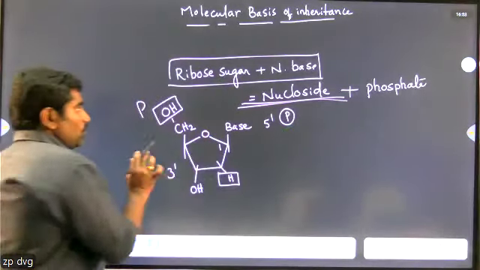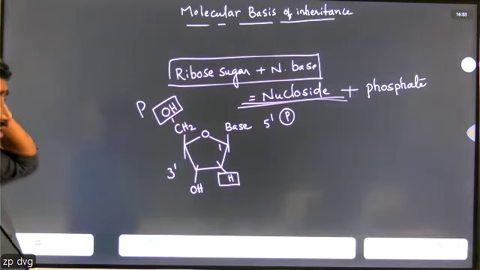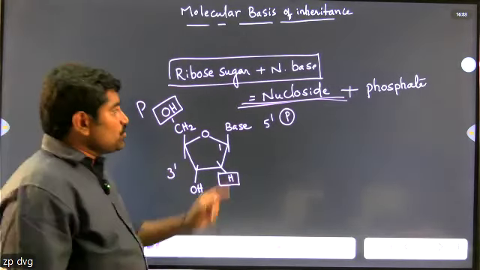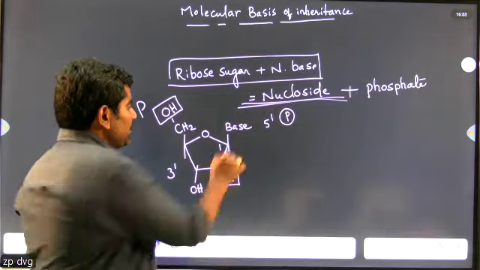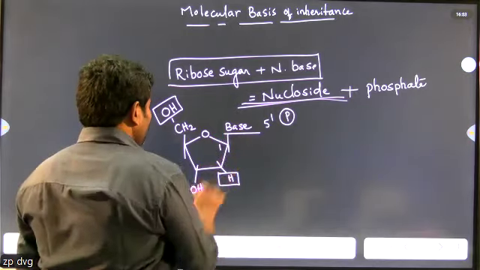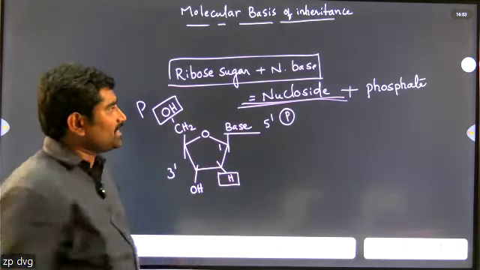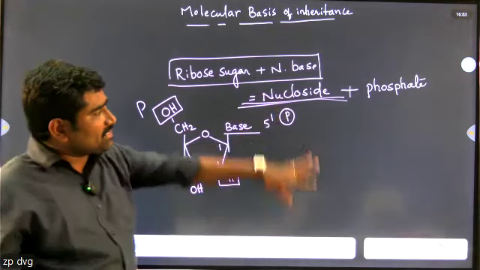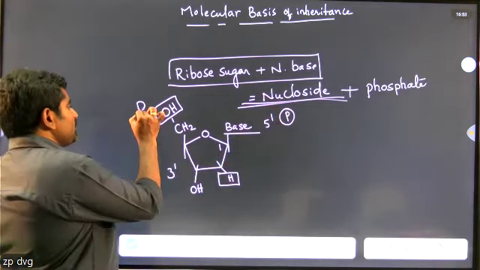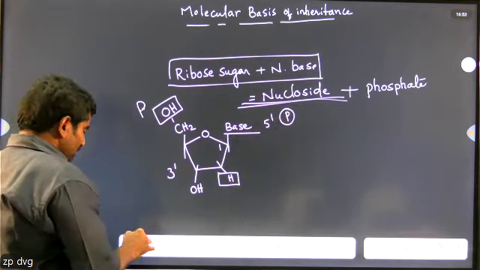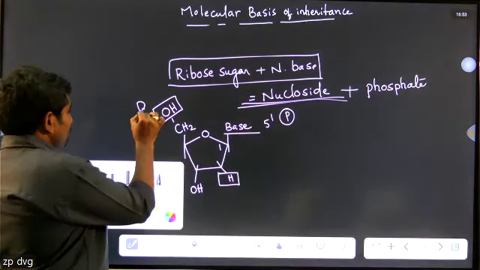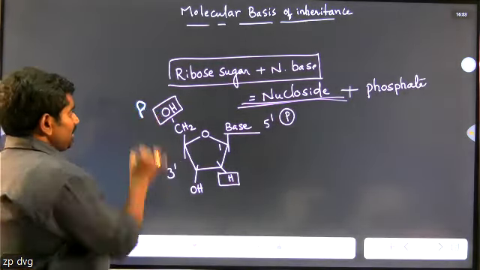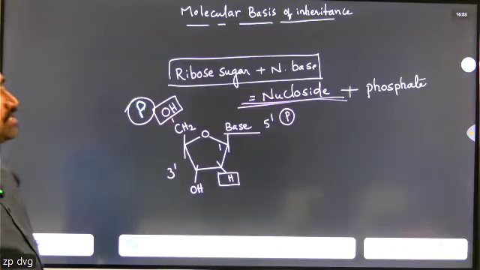Clear? So then nucleotides: nucleoside plus phosphate. What is a nucleoside? Nitrogen base and ribose sugar together are called a nucleoside. For this nucleoside, at which place is the phosphate joined? At the fifth place, the phosphate will be joined. So this is called a nucleotide.